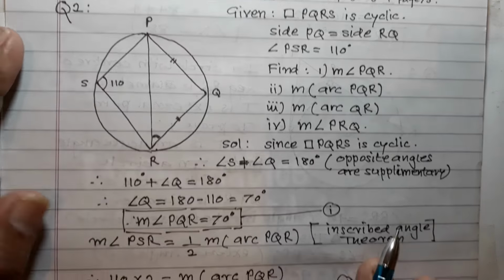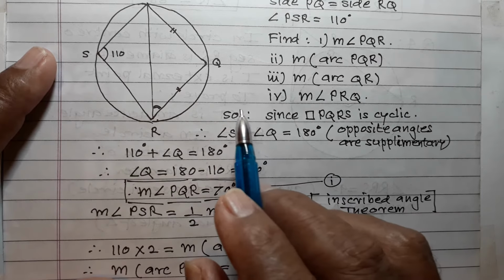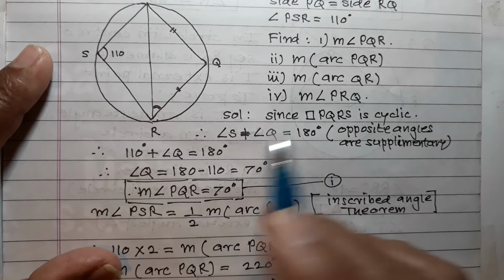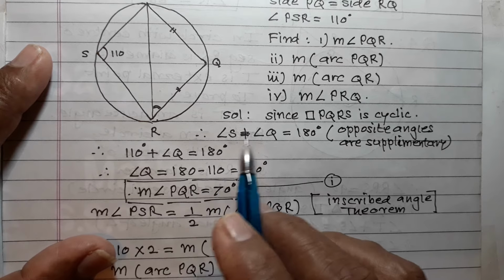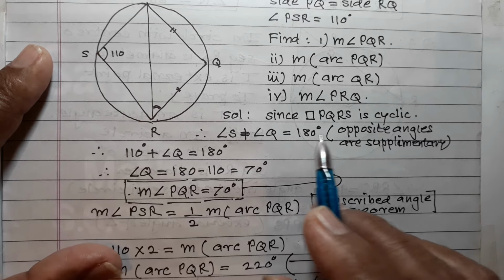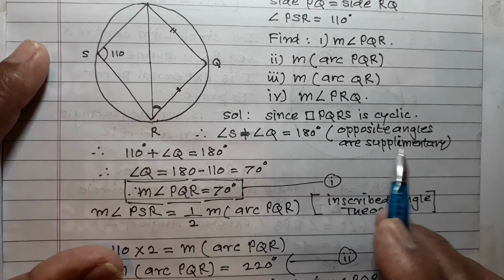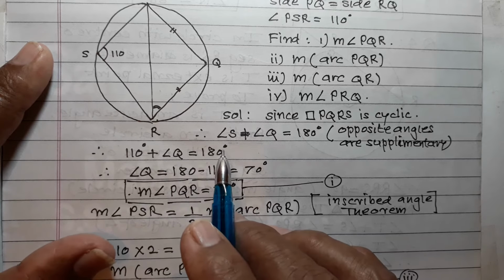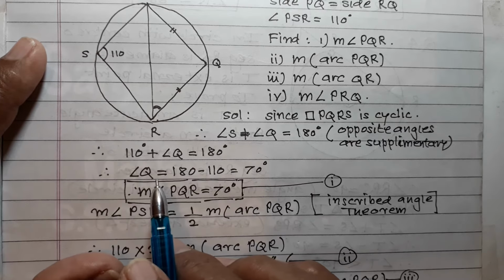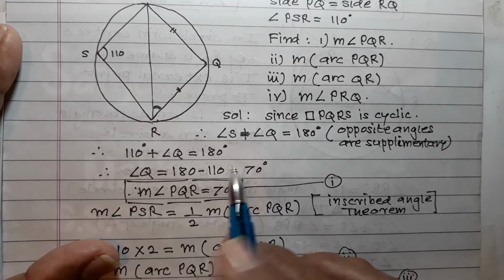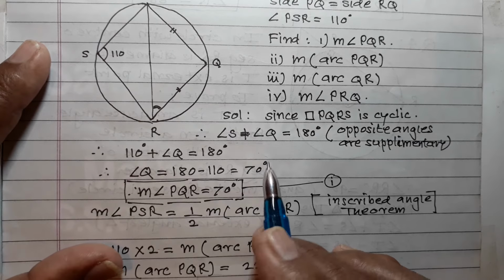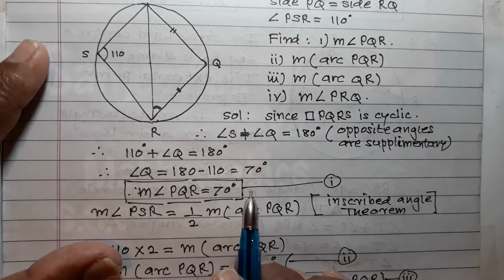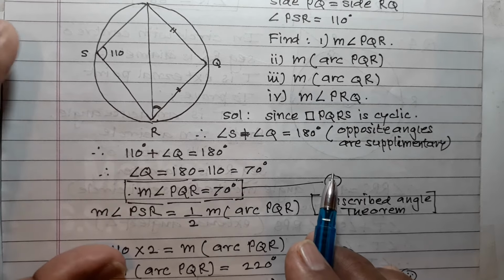Okay. Now try to understand the solution. Since quadrilateral PQRS is cyclic, given, angle S plus angle Q is equal to 180, opposite angles are supplementary, and therefore 110 plus Q is equal to 180, and therefore angle Q is equal to 180 minus 110, which is 70 degrees, and therefore angle PQR is equal to 70 degrees. So this is the first answer.